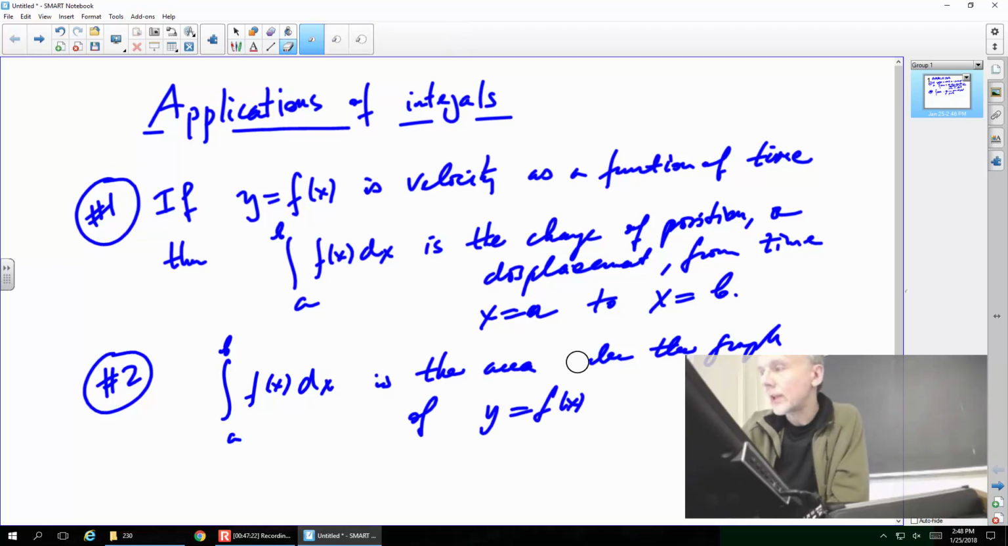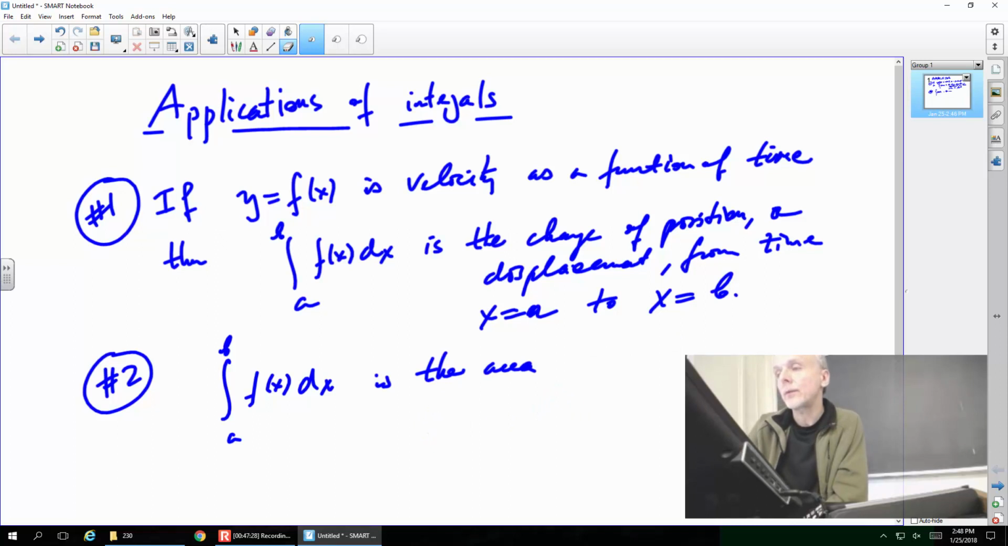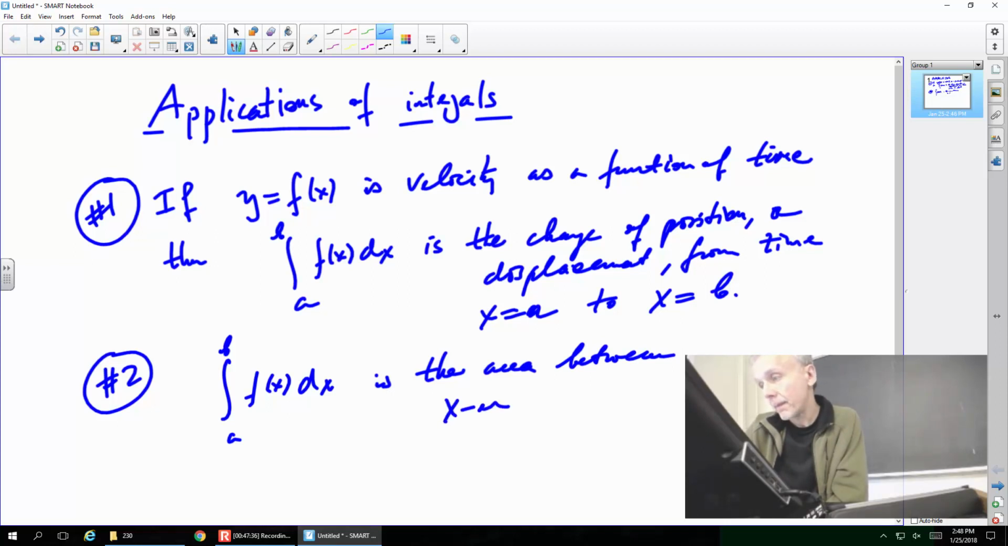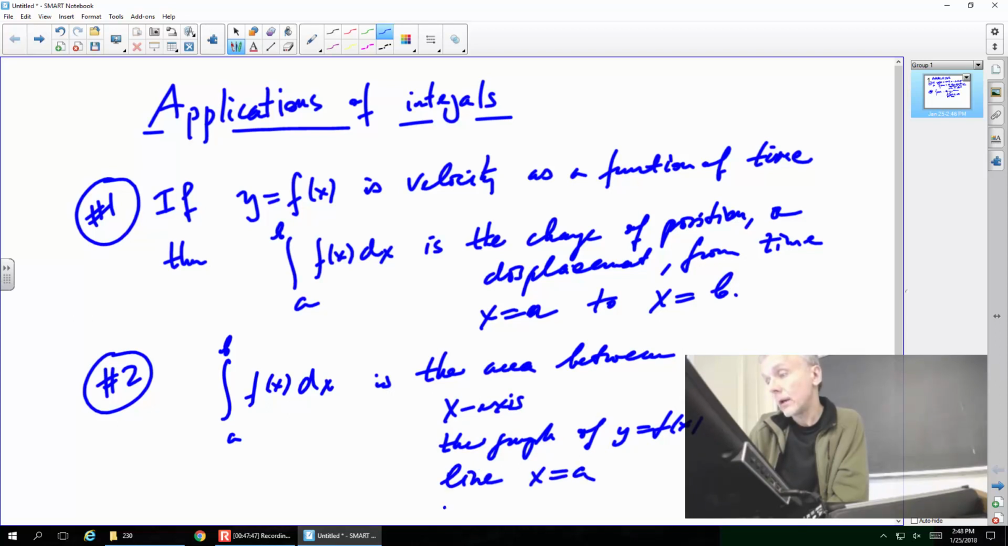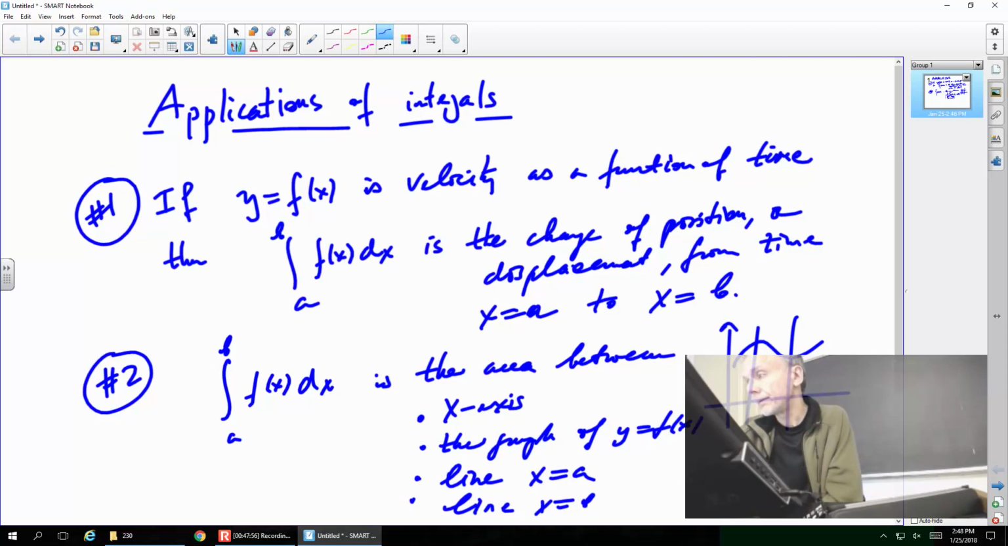Let me put it in more precise terms. Under the graph, this is the wording that was used in Calculus 1, but if you want to be more careful, this is how you put it: the area between the x-axis, the graph of y equal f of x, and two lines, line x equal a and line x equal b. Right, like this, a, b. So the vertical line, horizontal line, the x-axis, and the graph, and that gives me the area.